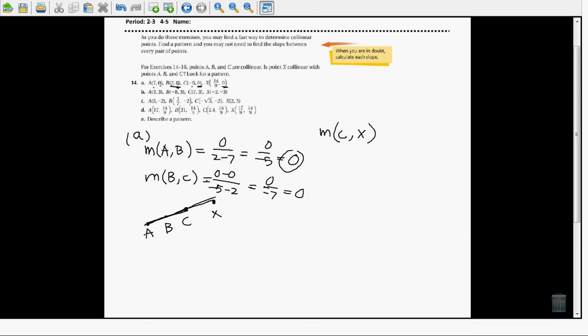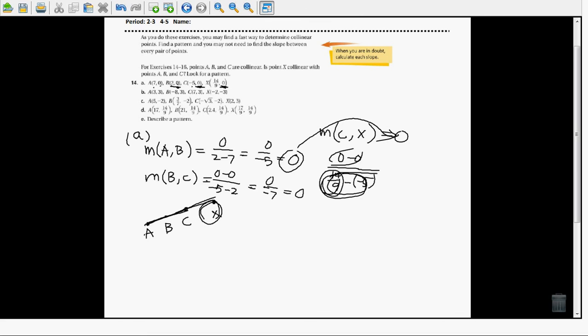The slope between C and X will be the second y, which is 0, minus the y of C, over 14 over 9 minus -5. So that means 14 over 9 plus 5. Oh my goodness, there's a fraction. Well, you don't really have to worry about it. Whatever the denominator, the numerator will be 0, so the slope has to be 0. Therefore, point X will be on the line.